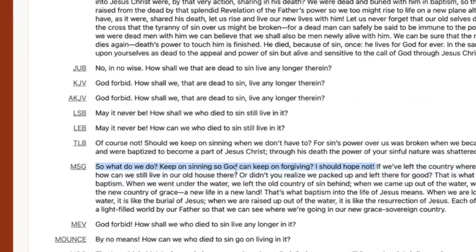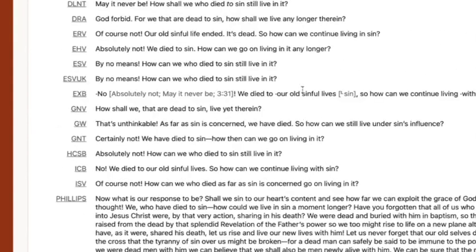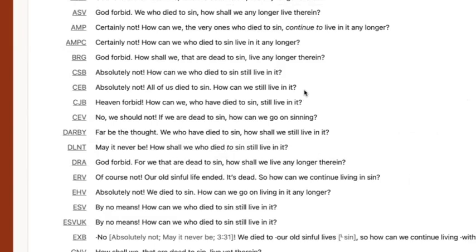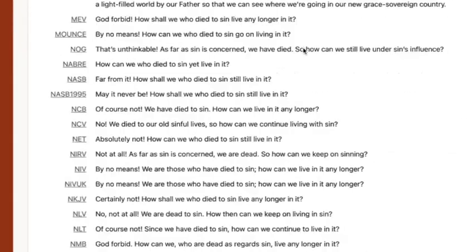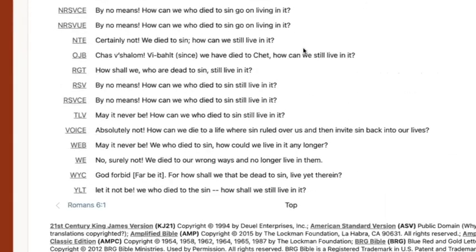So what do we do? Keep on sinning so that God can keep on forgiving? I sure hope not. Well, that's not in the Greek. It's actually a word that means "may it not be," is the literal of that. So when you do your Bible study, you can compare. Sometimes you may not know what a particular word means, and you can go look up some different English translations, and it gives you some very interesting ideas.